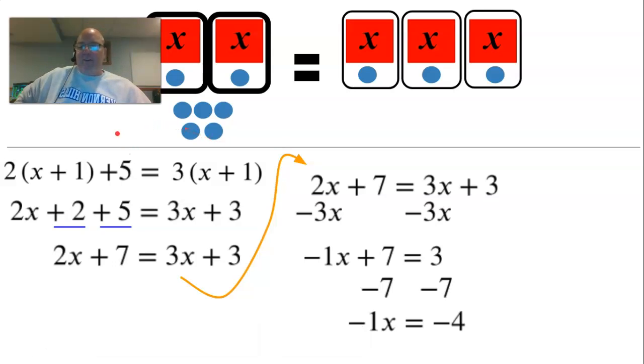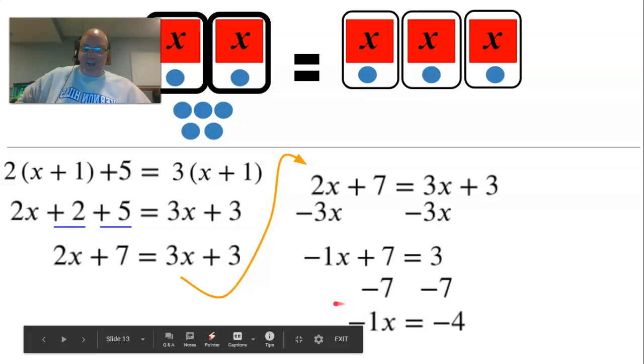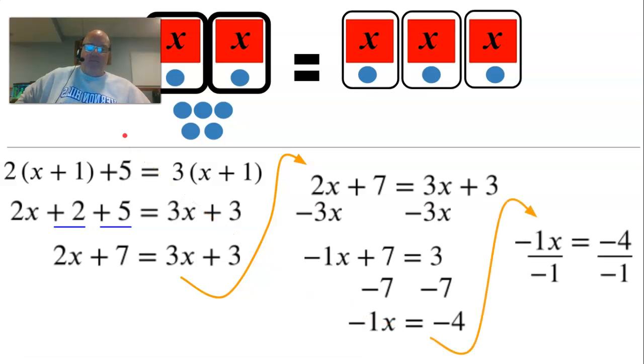Well, I'm not done solving for x yet because it's a negative x equals negative 4. So now I'm going to go ahead, since I have multiplication here, negative 1 times x, I'm going to divide both sides by negative 1 because negative 1 divided by negative 1 is 1. And when I'm dealing with multiplication, I need to get a 1. And I get an answer of x equals 4.